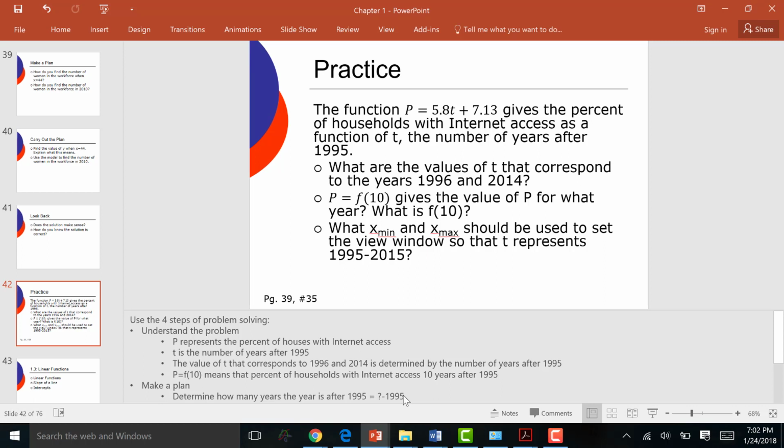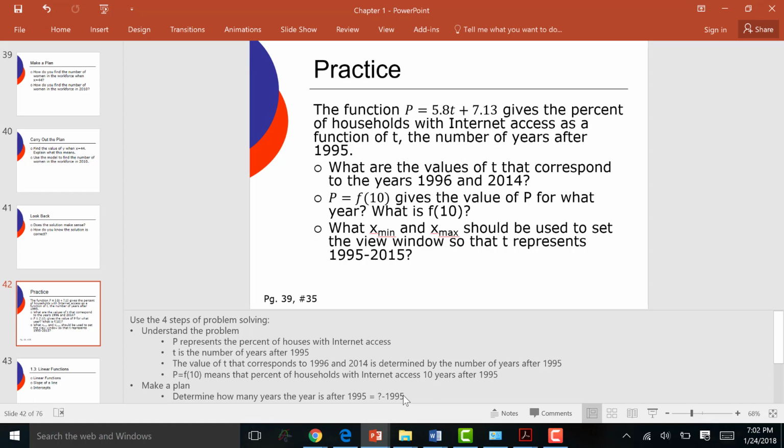All right, so the function P equals 5.8T plus 7.13 gives the percent of households with internet access as a function of T. And T happens to be the number of years after 1995. Why do we not care about what happened before 1995? Because it said that. Because it did say after.